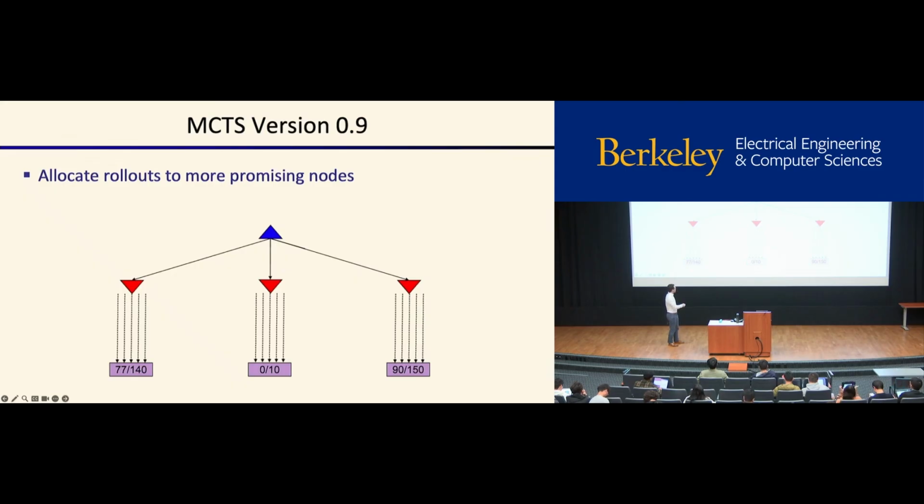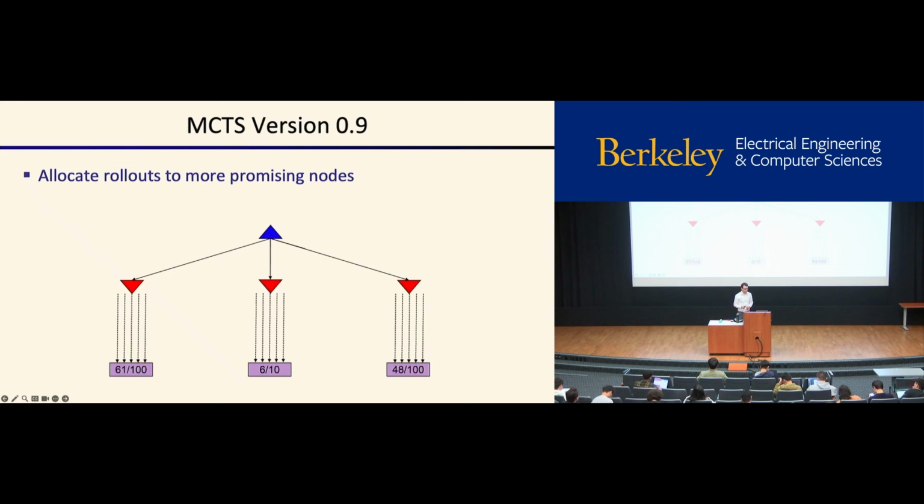So now we take 10 rollouts from this center action. We figure out that we still aren't winning at all, and we allocate the remaining 90 rollouts to these other two actions. So now we get 77 out of 140, we get 90 out of 150. I think that one's slightly better, so then we would take that action. So that's version 0.9. There's a version 1 coming. Does that make sense?